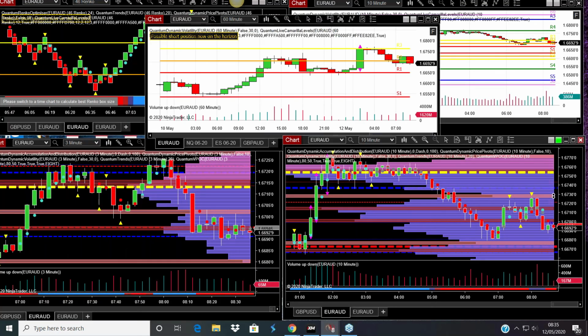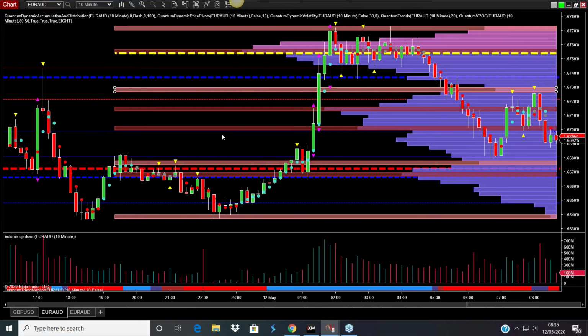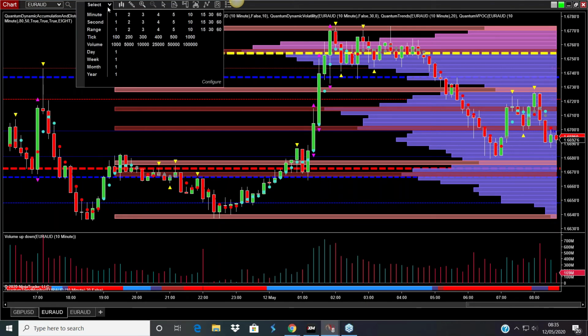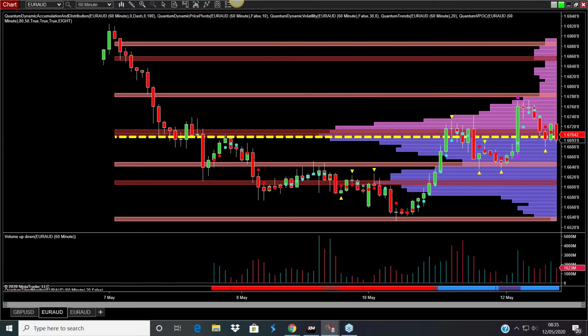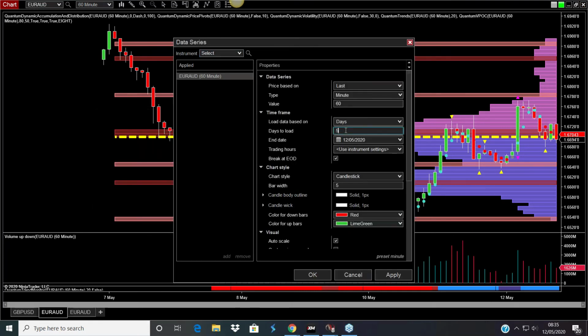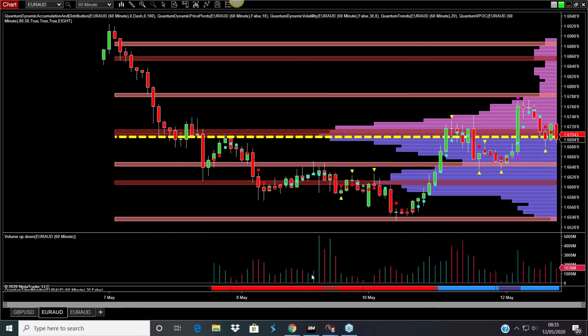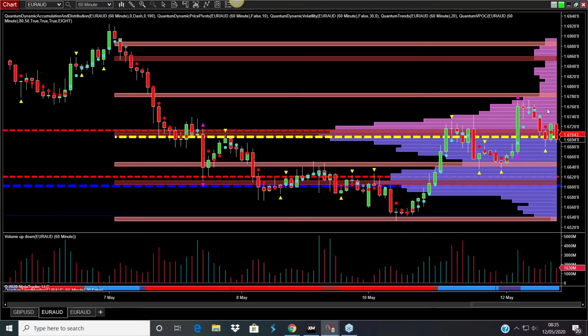I just want to bring up the 60-minute chart so we can have a look. Where are we? Yes, here we are. We actually hit this level here. Let me put some more data on here. More days. Let's put 30 days instead of 10. That just fills out the gap over there. Let's see where we are.